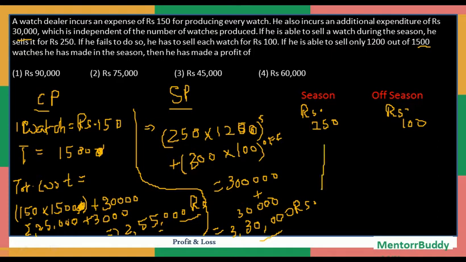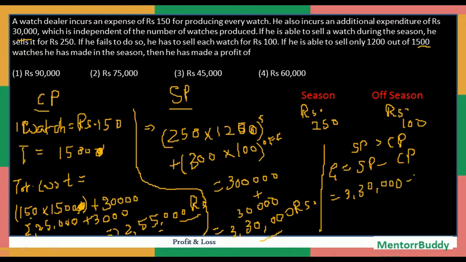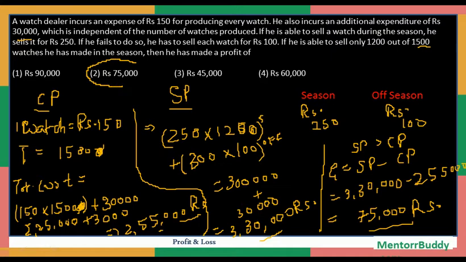Now this is the total cost price of the dealer, and this is the total selling price of the dealer. We can see in this case the selling price is greater than the cost price, so it will be a gain. Gain will be equal to SP minus CP. Selling price is 3,30,000 minus cost price 2,55,000, which equals 75,000 rupees, and that is option second. So the correct answer is rupees 75,000.